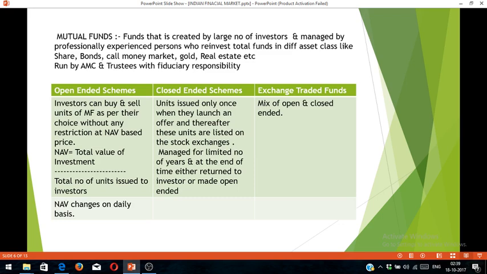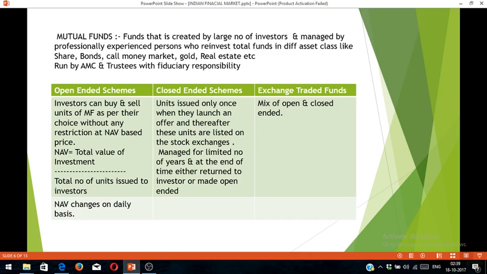Because if you keep a fixed deposit amount in the bank, it will take 9 to 10 years for the amount to become double. But if you invest in mutual funds, it may double even within 4 or 5 years. So what are the reasons? First, we discuss what mutual funds actually are.